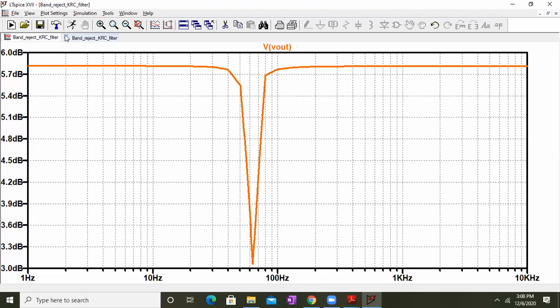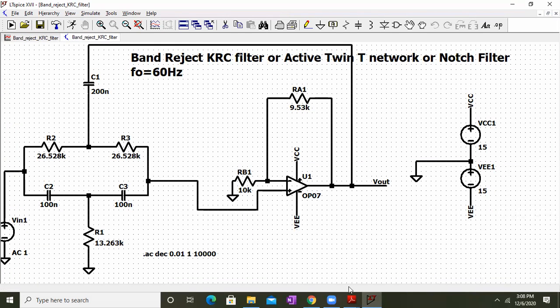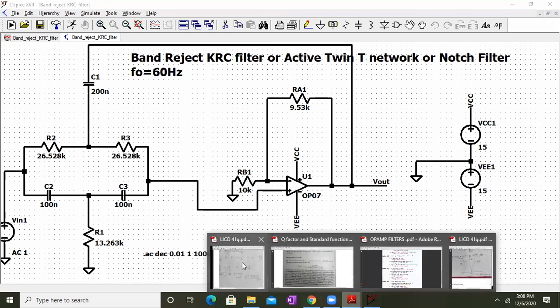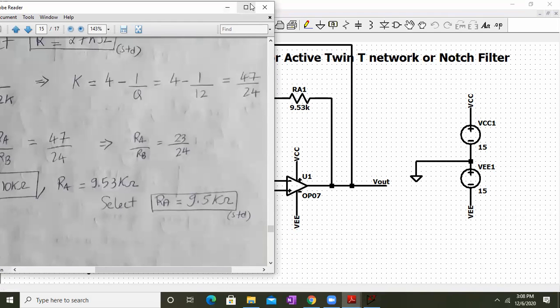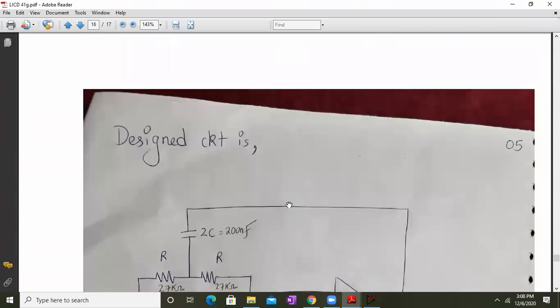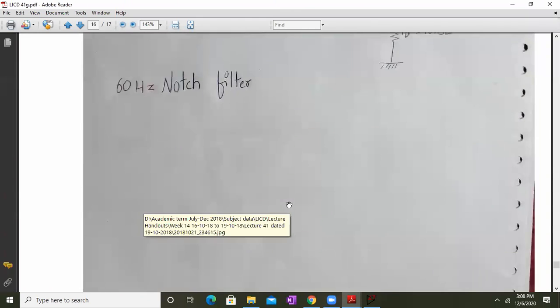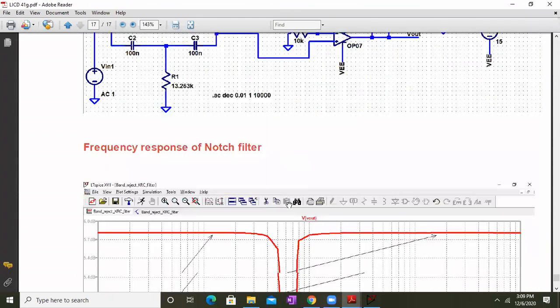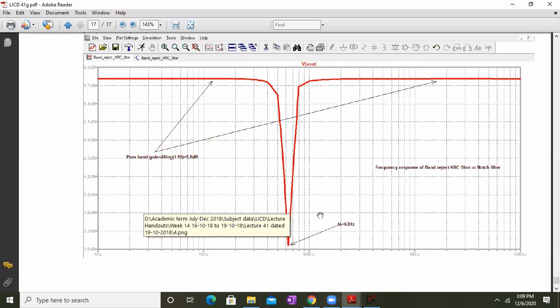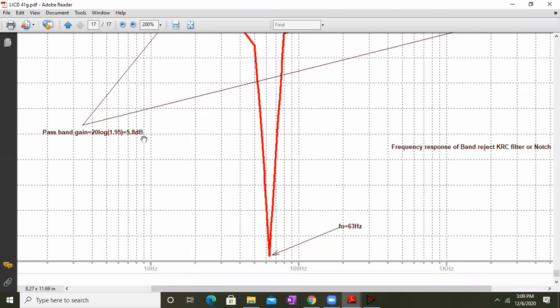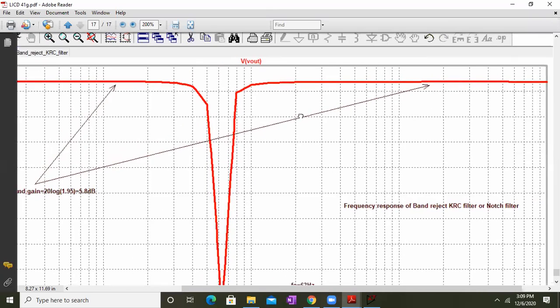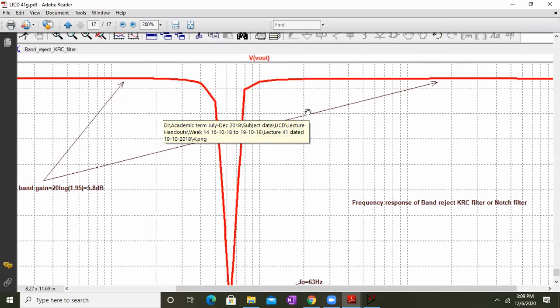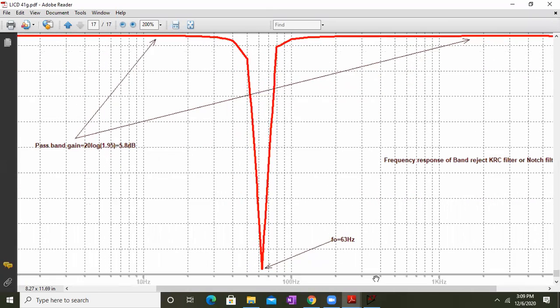Okay, so this is how we see this topic. And we have come to an end, and we have completed the notch filter also. And these were the results which we got. We got 63 hertz as the notch frequency, and the passband gain was 5.8 dB. So this is how we get the band reject filter or notch filter frequency response.